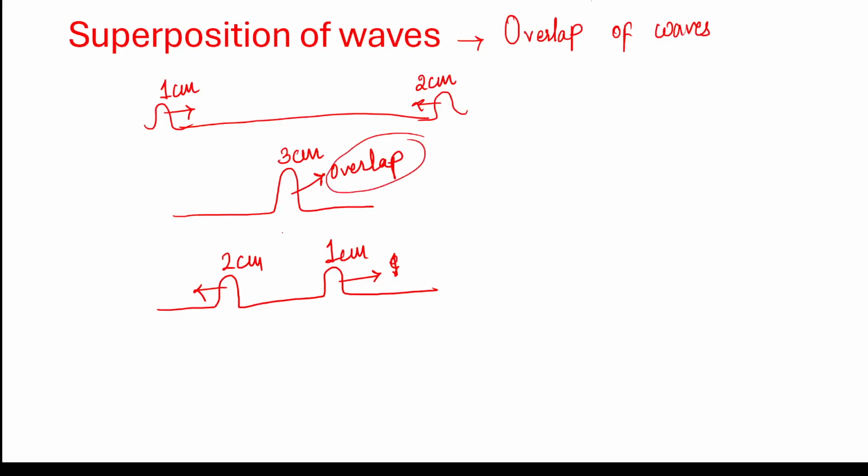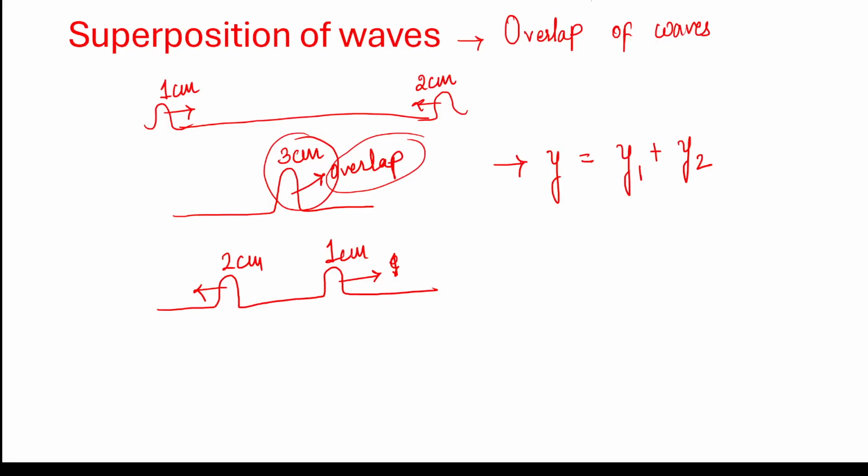So now we are focused on this area. When they overlap, what happens? What are the different effects of this overlapping? Before that, let's understand the definition of superposition. Superposition is overlapping of waves producing a resultant displacement. I'm using Y for displacement. Resultant displacement at the time of overlap is the sum of individual displacements produced by the waves.